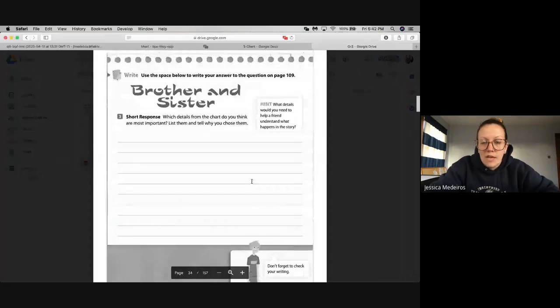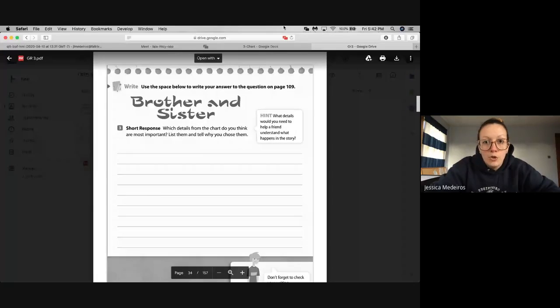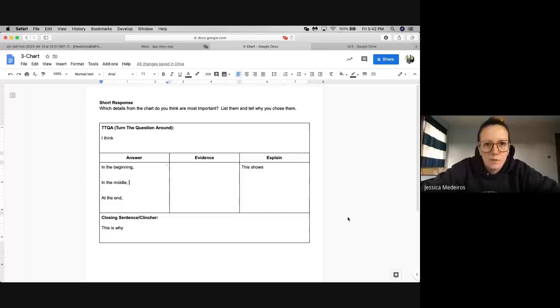Here's what the writing page looks like. But remember, if you want to plan your writing first, we can use a TTQA chart. You can draw a TTQA chart on a piece of paper, but I typed one up really quickly just to show you an example. Let's look. At the top it says the question, which details from the chart do you think are most important? List them and tell why you chose them.